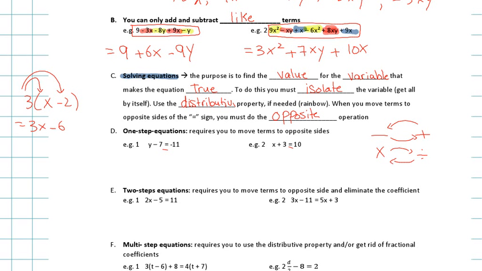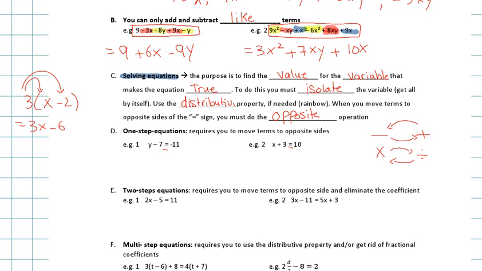Always ask yourself, what am I doing here? I'm adding, I'm moving it over, it becomes a subtraction, right? What am I doing here? I'm dividing. When I move it over, it becomes a multiplication, right? Ask yourself these questions.